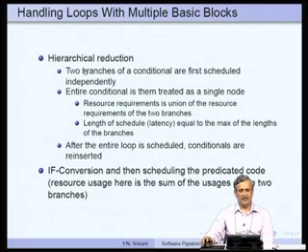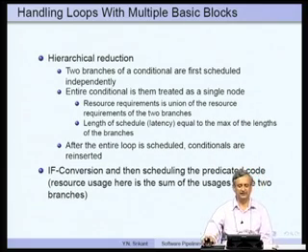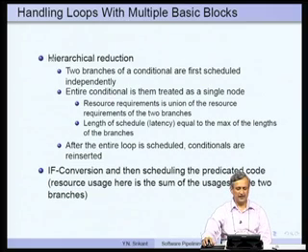Now, what happens if there are if-then-else branches inside the body of a loop? We can perform what is known as hierarchical reduction. So, two branches of a conditional are first scheduled independently. Then and else parts are scheduled independently. Now, the entire conditional is treated as a single node. How? Resource requirements of this entire conditional is the union of the resource requirements of the two branches. Why? The reason is that either one of the branches is going to be executed, not both. So, we just take the union of these.